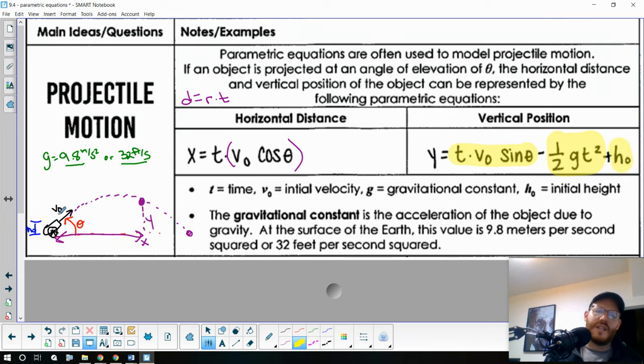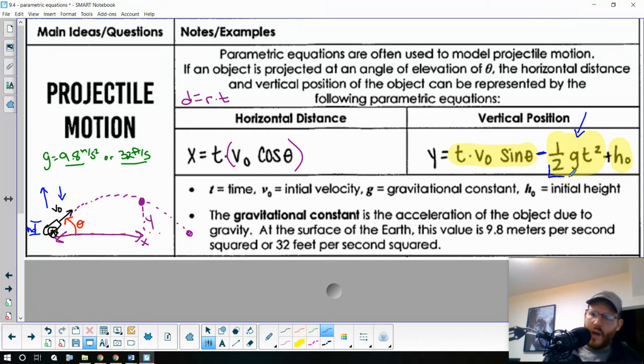The h0 is the initial height, so it makes sense that I'd add that initial height on because that's just going to shift me up. But what about this middle term? Well, that's the gravitational pull of the Earth. Since I have an initial vertical component of velocity directing me upwards, the gravitational pull is pulling me downwards. That's why this component is negative, because it's pulling me in the opposite direction from what I was initially fired.